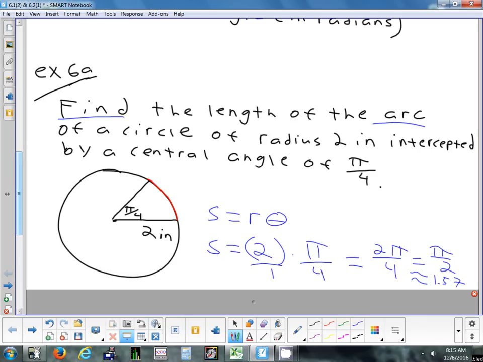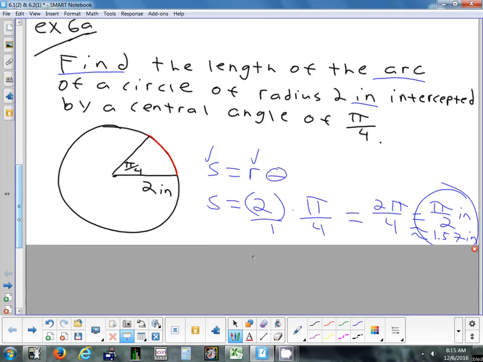It's pi over 2, or 1.57 inches. Okay? We just found S. S and R are the 2 length units in the problem. So you just have to look back up and see what they used for length. The only thing that's not measured as a length unit is theta. That's radians. Okay, so it's pi over 2 or 1.57 inches. Okay, any questions on that?